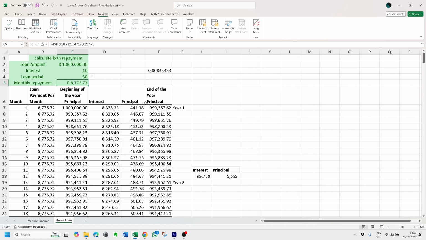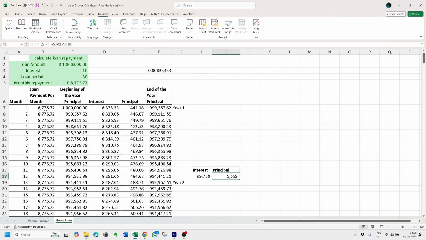But what I want to show you guys, especially with a home loan, because it's such a big amount, what you are initially paying, and because it's stretched over such a period, this is what you're actually paying for the first year. The interest, even though you're paying 8,700 a month, your interest is that, and your principal for the entire year, that's the only thing that's being paid off.